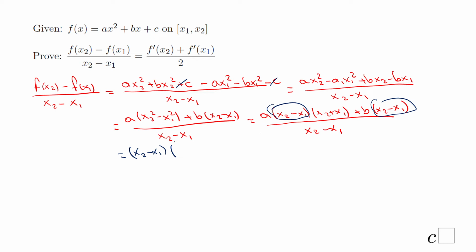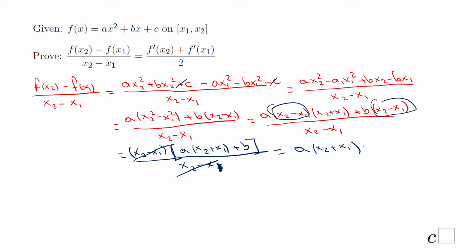I'm going to open a parenthesis. I should have a bracket, in fact, a times x2 plus x1 plus b over x2 minus x1. And of course now I can simplify these two terms, and the simplest and final form of this average rate of change for this quadratic is a times x2 plus x1, close the parenthesis, plus b.